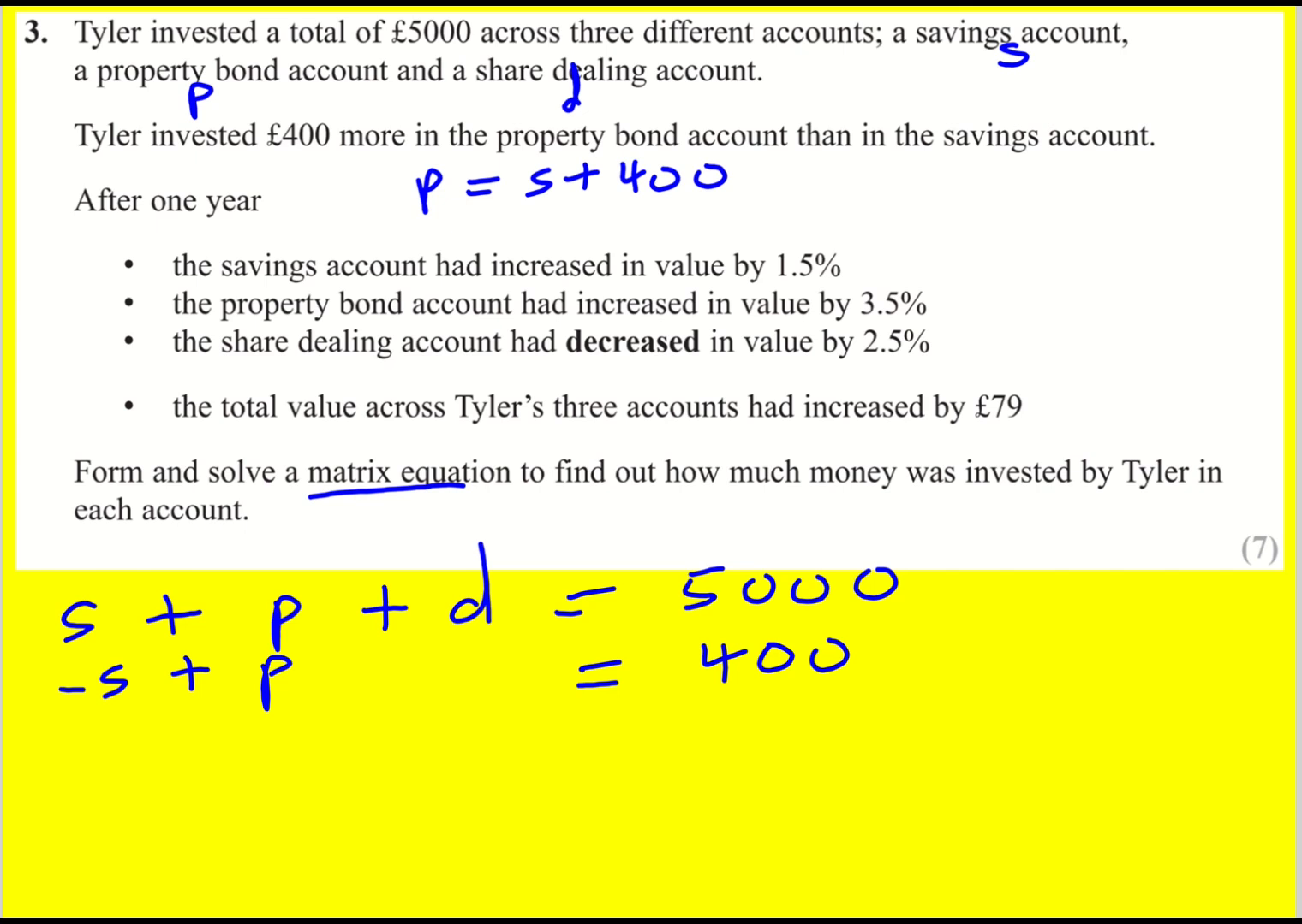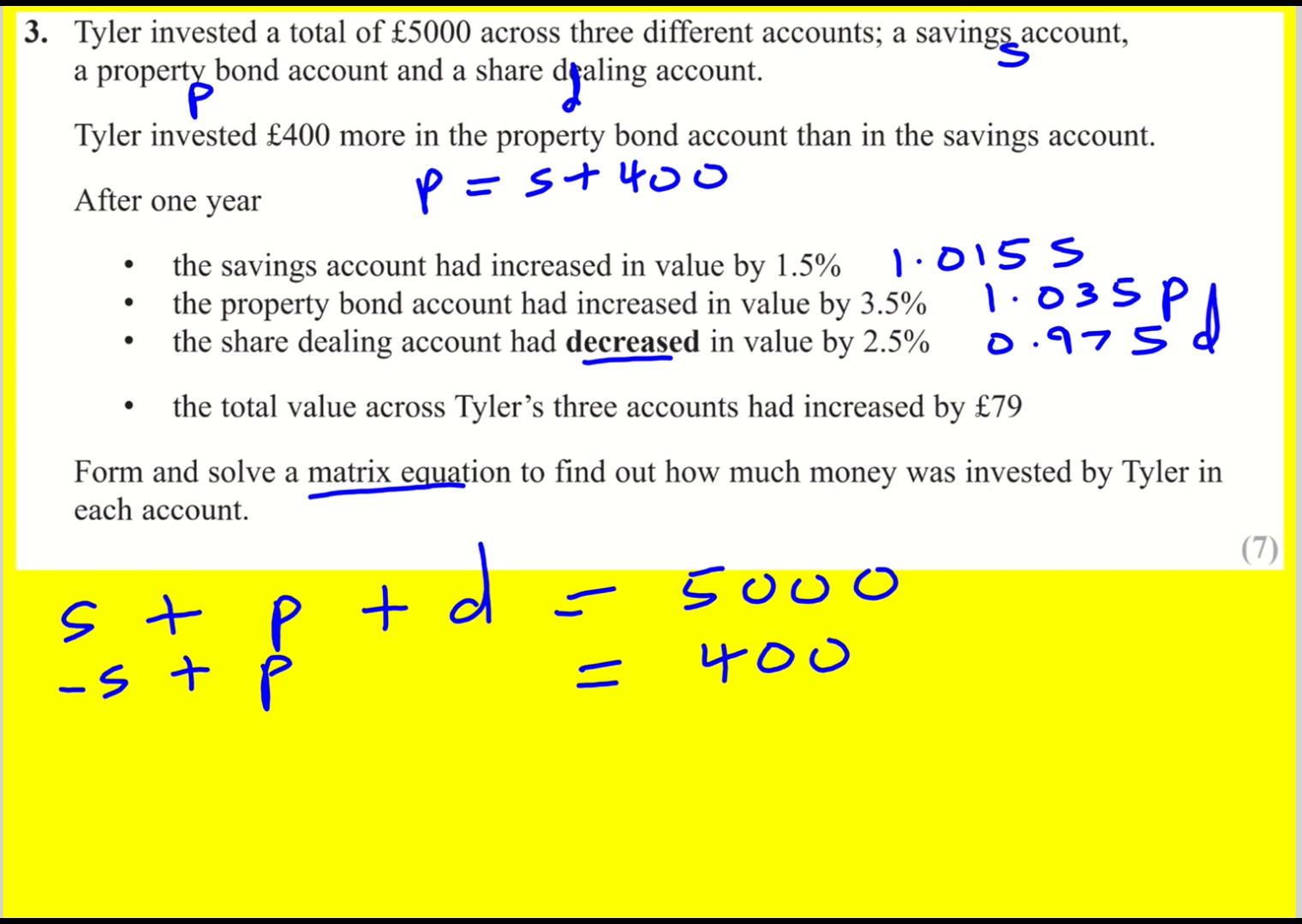And then after 1 year, the savings account has increased in value by 1.5%. So I went with the multiplier 1.015S. That's how much we're going to have now. Property is going to be 1.035P. And this one's decreased, so it's going to be 0.975 times shared dealing, so D.